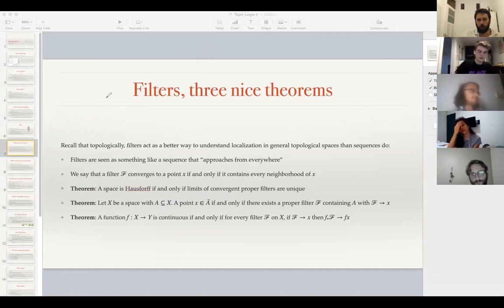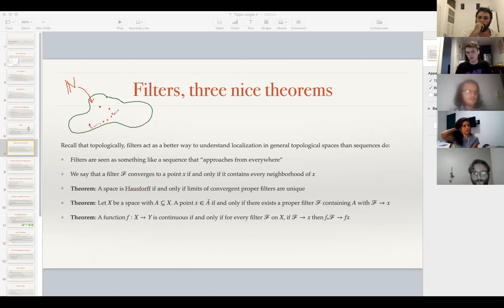If I have a space, here's a space, I can imagine a sequence. It's like here, there. So it's just a list. It's just a map from the natural numbers into the space. There's infinitely many of them, and maybe they converge to something, maybe they don't. There's a well-defined way that you can talk about convergence and limits.